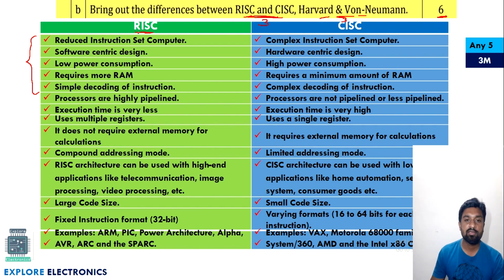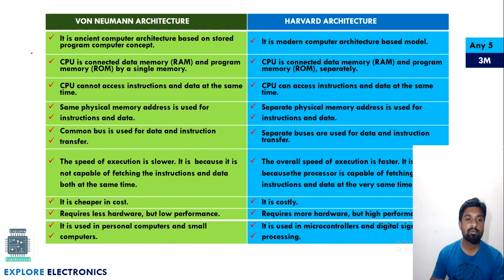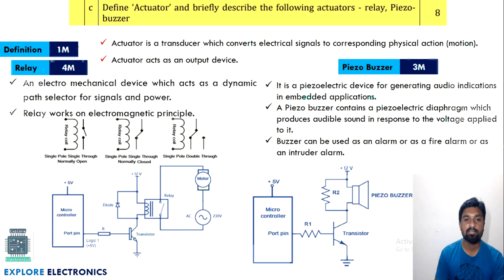If it is RISC, reduced instruction set computing, here the instruction set is reduced. Here the instruction set is complex. You can write the first difference easily. And it is software centric design, it is hardware centric design. Here, since it is a reduced instruction set, simple decoding of the instruction is there. Here the decoding is complex. Likewise, you can remember 3 to 4. I recommend 5 differences between RISC and CISC. Similarly, between Harvard and von Neumann, just remember 5 differences. This much is enough to get 3 to 4 marks for the difference if they ask.